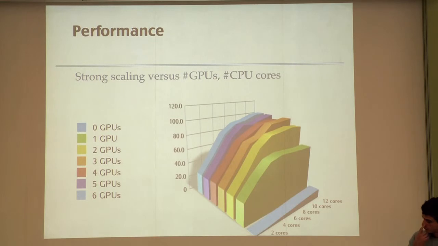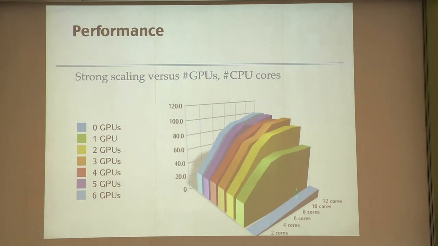So we also performed a strong scaling study. Here you can see the performance of the evaluation of the right-hand side, the part that has been ported to the GPU execution. Here you can see the number of cores. We just used the machine that Adrian was discussing earlier. So we used 12-core machines with up to 6 GPUs.